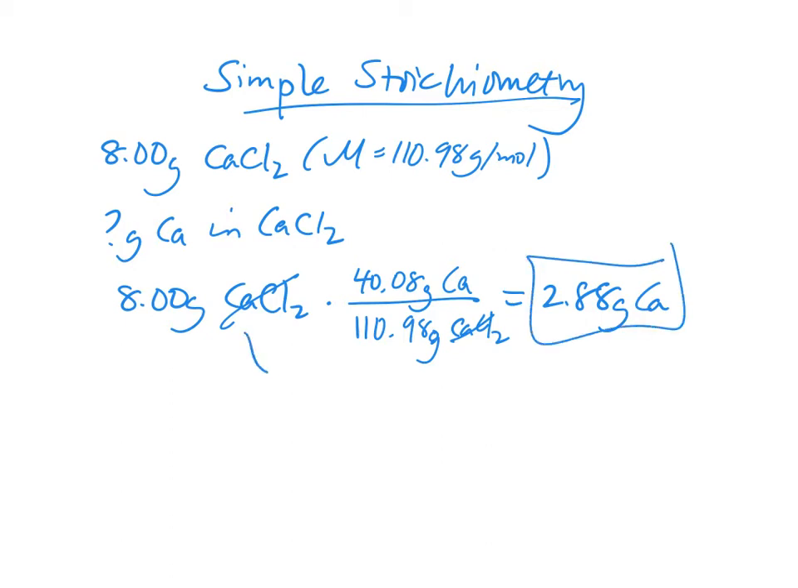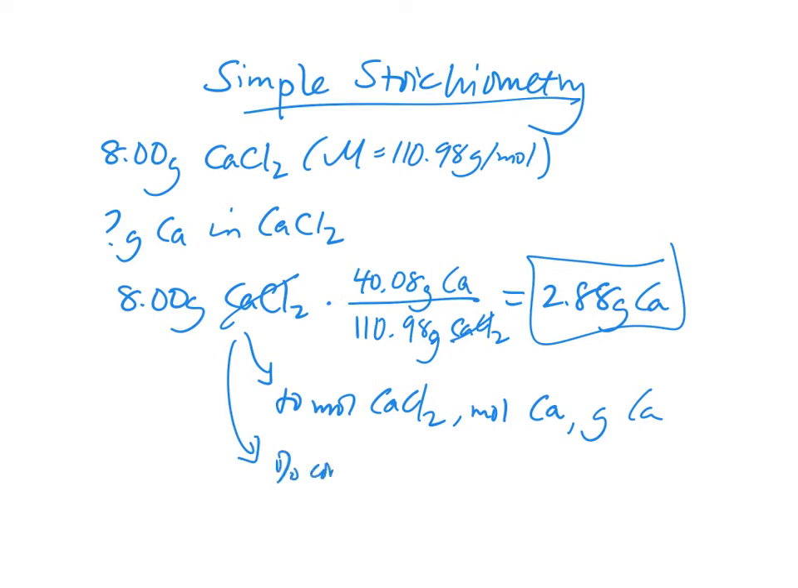There are some other ways. Again, you could convert to moles of calcium chloride in general by dividing by the molar mass, and then go to moles of calcium from there, and then go to grams of calcium. That would be multiple steps as opposed to one. It certainly is effective, though. There's no harm in that. You could also do percent composition.